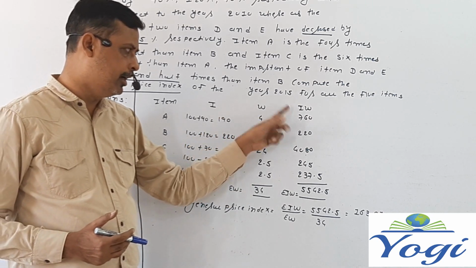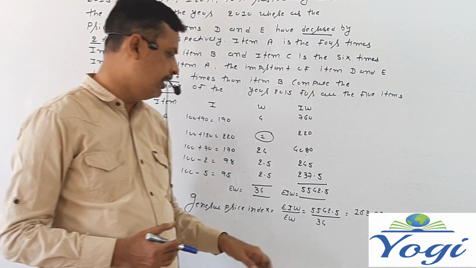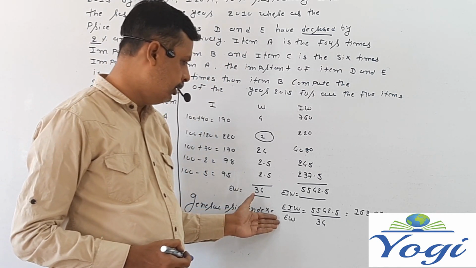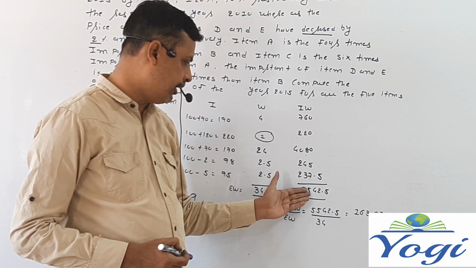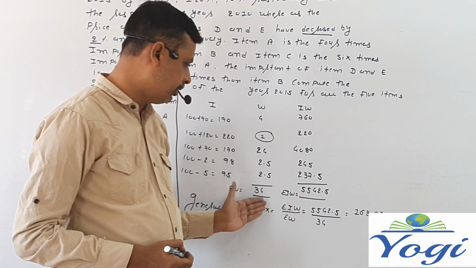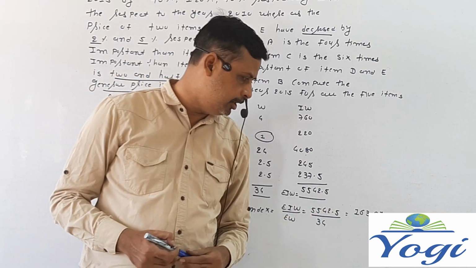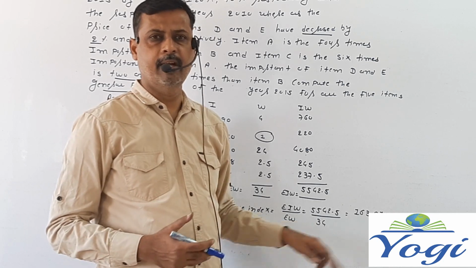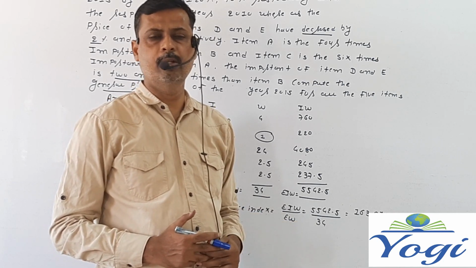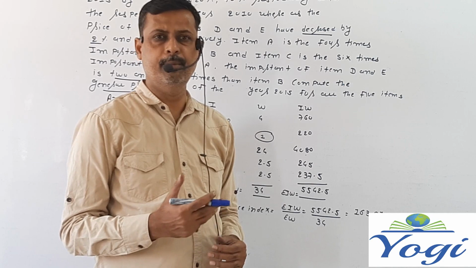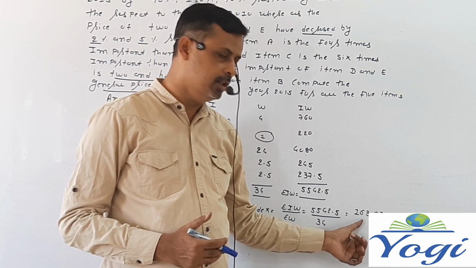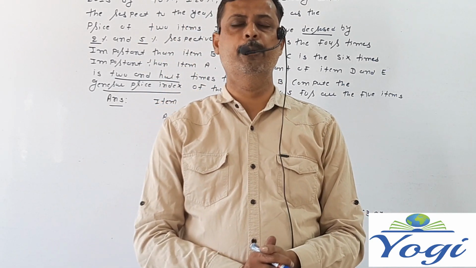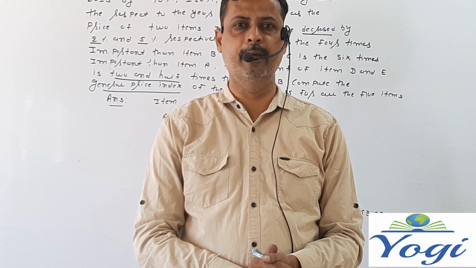I into W gives IW. General price index is sigma IW upon sigma W. So 5542.5 divided by 34 is 163.01. Here we can say that the increase in prices in the year 2015 is 163.01 minus 100, which becomes 63.01, compared to the base year.